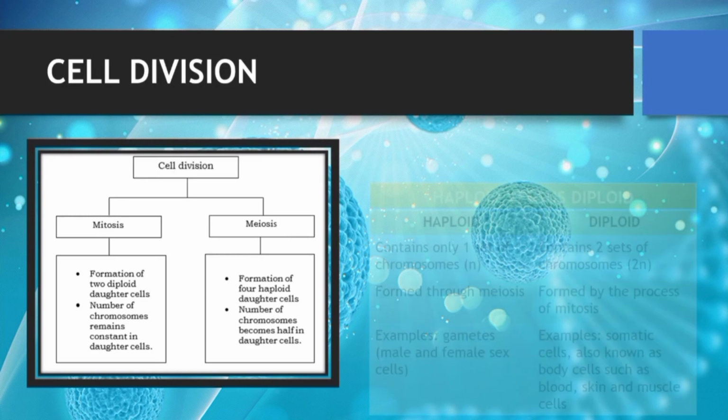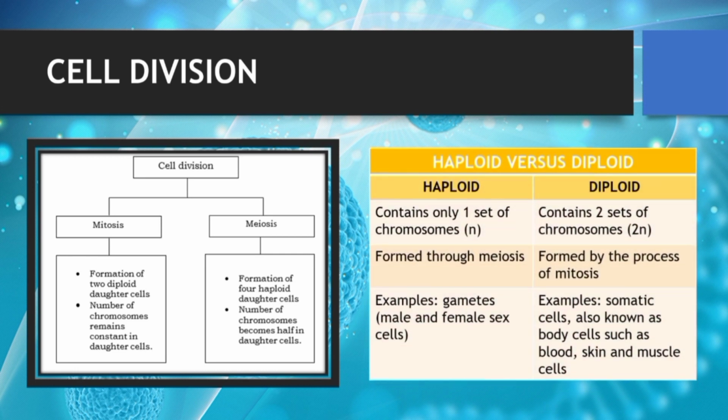Okay, so ano ba yung diploid and haploid na yan? Alright, when we say haploid, it contains only one set of chromosomes. It is represented by the symbol n, small n. So, saan galing yung chromosome? Pwedeng sa parent lang, one parent, sa nanay or sa tatay. Okay? For diploid, it contains two sets of chromosomes, or 2n.